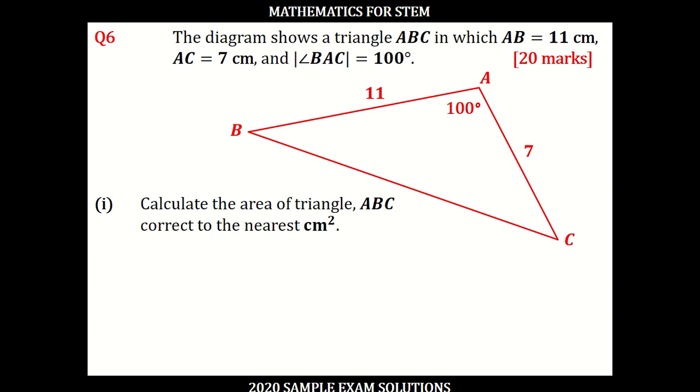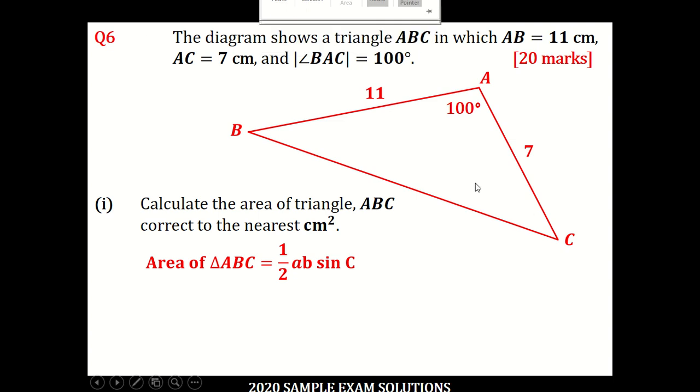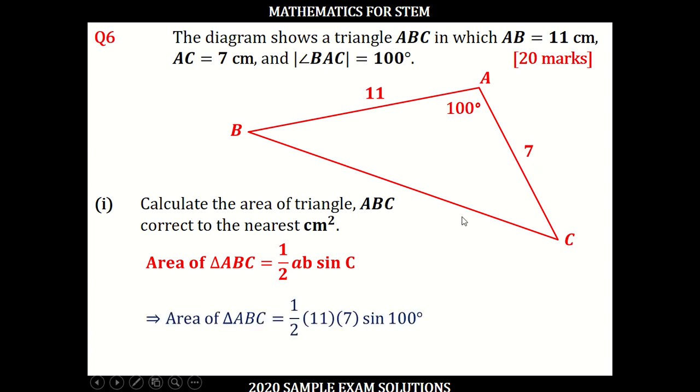So the area of any triangle is a half ab sine C. So what you need to have is two sides and the angle in between. We have this side of 11, this side of 7, and the angle in between is 100. So it's going to be a half of 11 by 7 by the sine of 100. And if you put that into your calculator, that gives you an area of 38 centimeters squared.